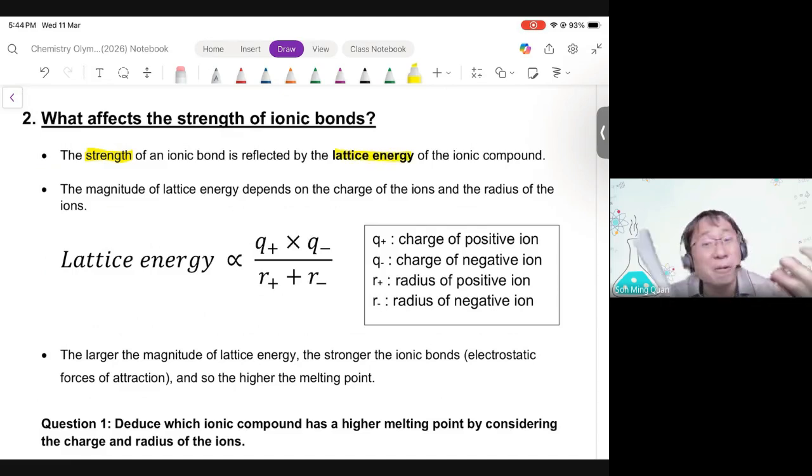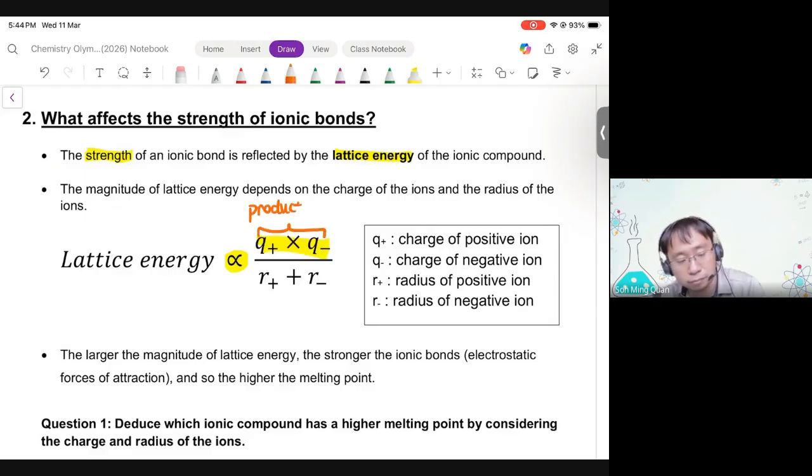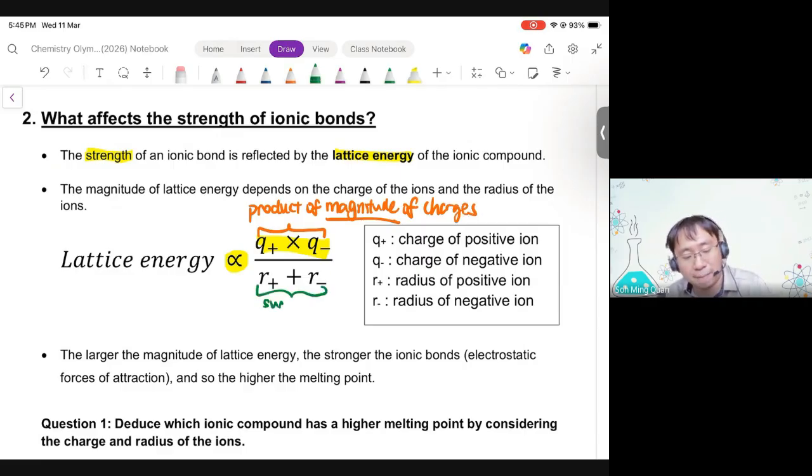Lattice energy is just a term. All right. The definition of lattice energy is just a definition. But essentially, lattice energy reflects, tells you the strength of the ionic bond. And guess what? The lattice energy is proportional to, this is the proportionality sign, the product of the magnitude of the charges over the sum of the radius of the two ions.